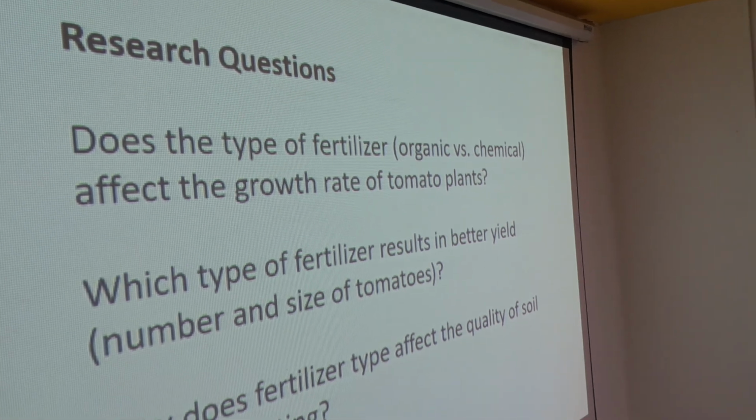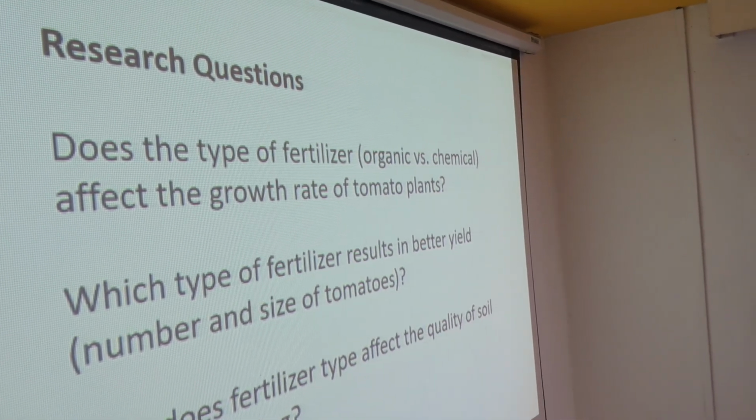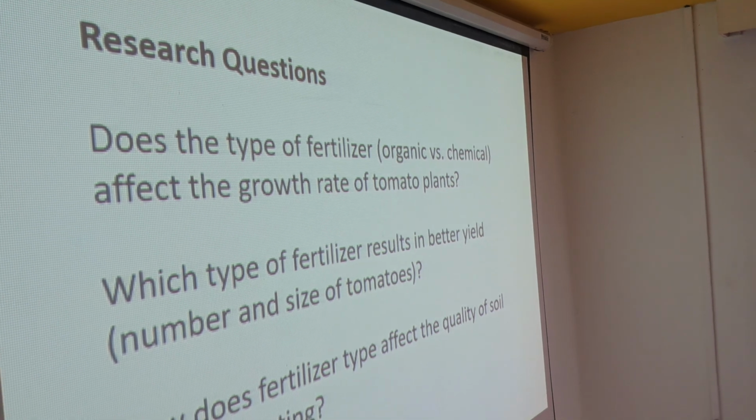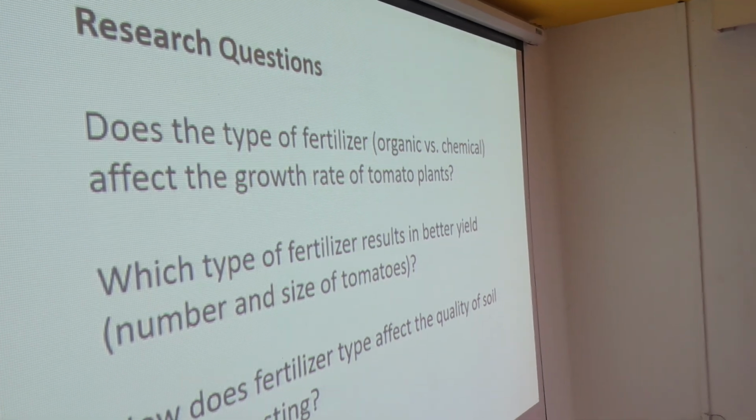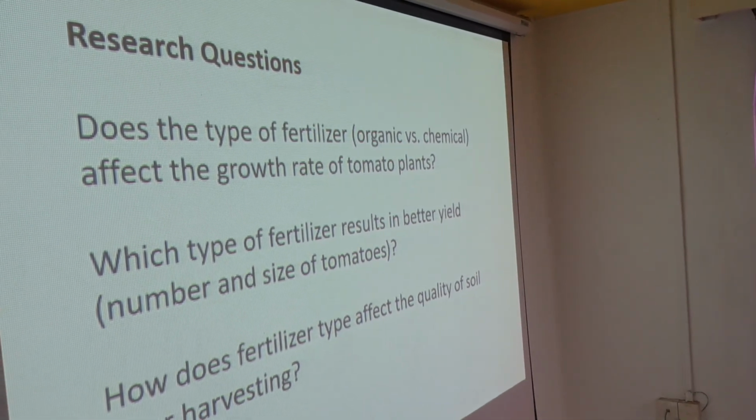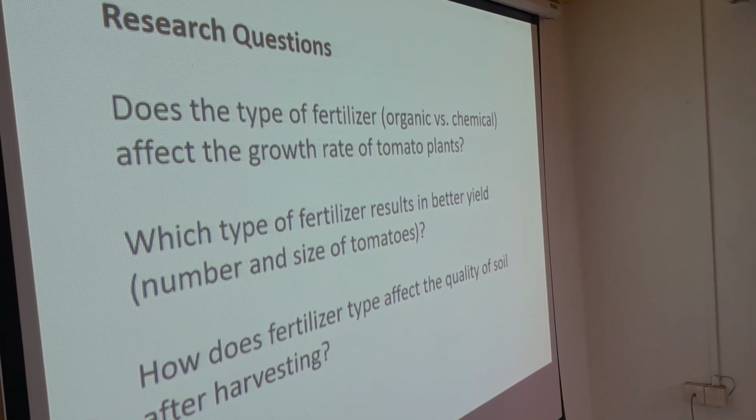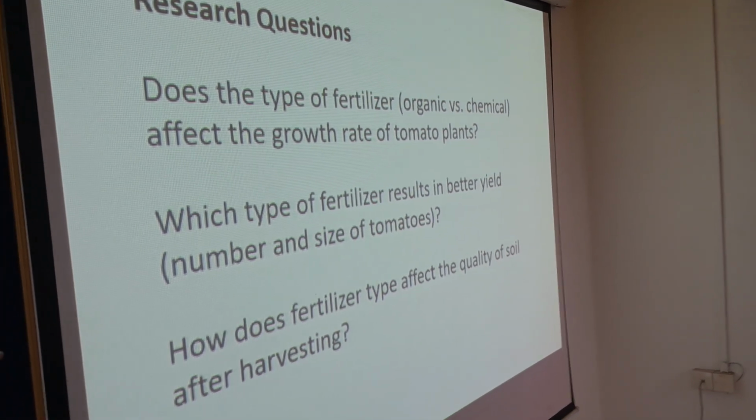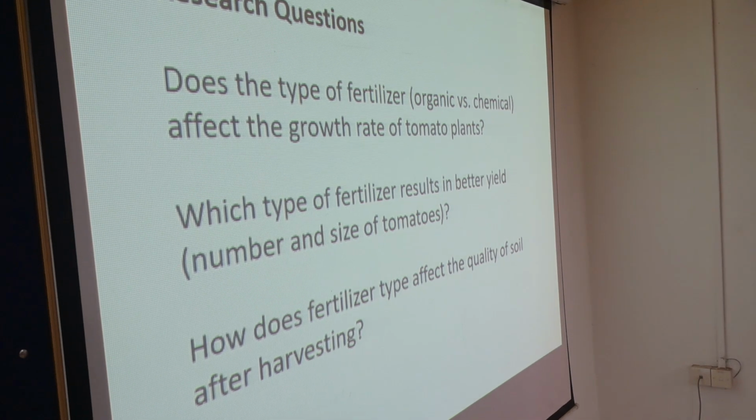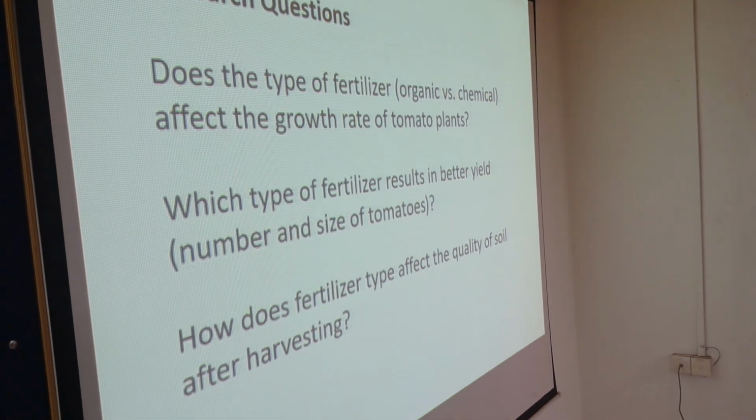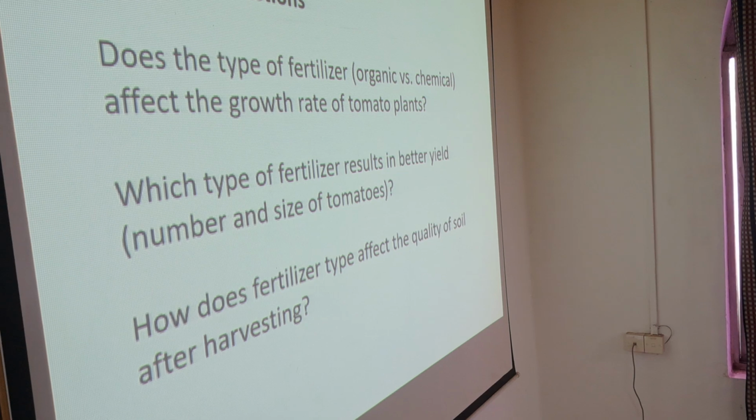Does the type of fertilizer, organic versus chemical, affect the growth rate of tomato plants? Excellent. This is the first question. Does the type of fertilizer, whether we use organic or chemical, affect the growth rate of tomato plants? We don't know. So this is the first question you are going to address in your study.